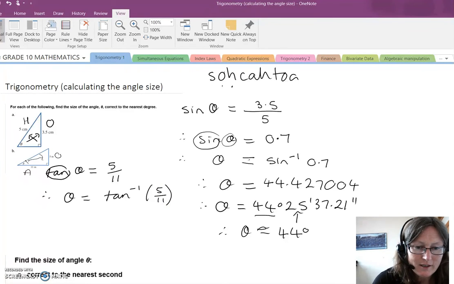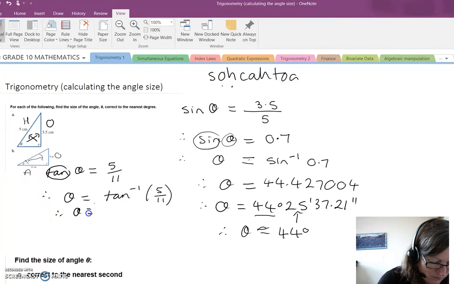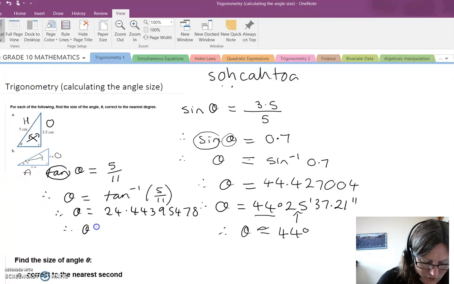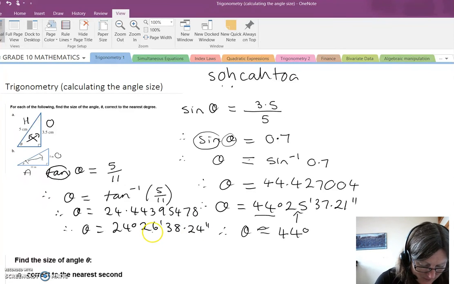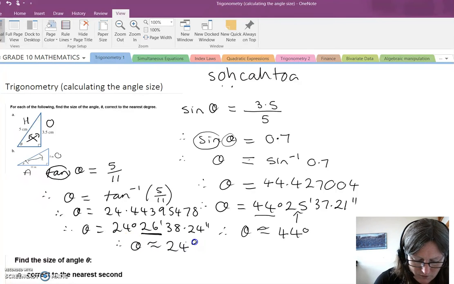Putting that into your calculator, tan -1 is shift tan. 5 divided by 11 is equal to, so theta is equal to 24.44395478. Putting that in terms of degrees, minutes, seconds, you press your degrees, minutes, seconds button, 24 degrees, 26 minutes, 38.24 seconds. Rounding off to the nearest degree, let's look at the thing after the degrees. It's 26 minutes, which is less than our magic number of 30, so theta is approximately 24 degrees.